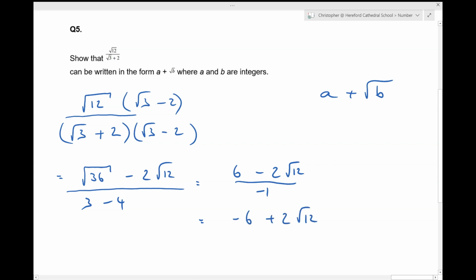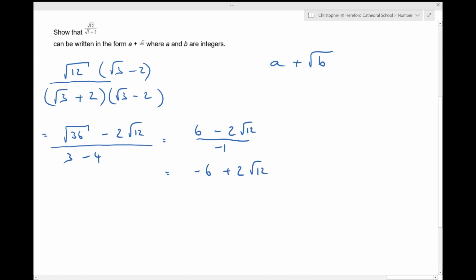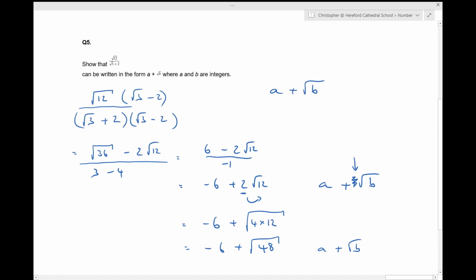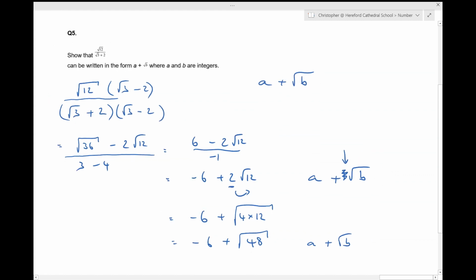Good. Now, I'm asked to put this in the form a plus the square root of b, and I haven't quite done that yet, because you'll notice that there is a kind of hidden 1 here. There isn't a coefficient there, is there? So I need to get this 2, stick it under the square root. So I'm going to have minus 6 plus. Now, if I put it in, I'll have to square it. 4 times 12. So that's minus 6 plus the square root of 48. And now my answer is in the form a plus root b. And that is question 5 sorted.